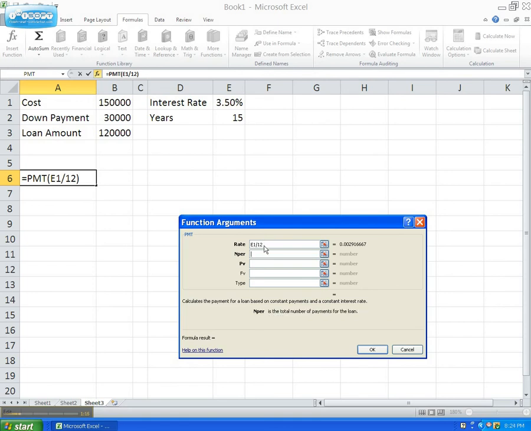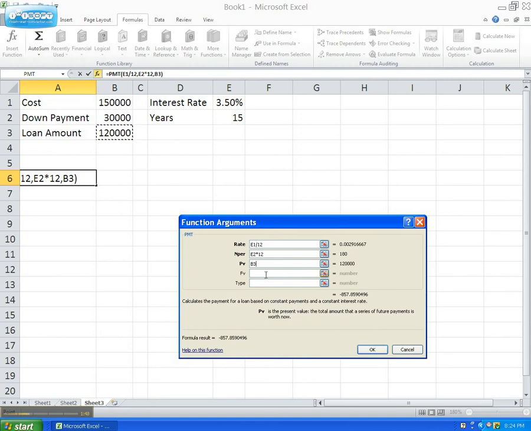I'm going to move down to the number per, which is the number of payments that will be applied. Now again, there's 15 years, but we need to multiply that by 12, because that will give us the number of payments that are made, which turns out to be 180. And then PV, which stands for present value, is really the amount of the loan from the start, which is here, it's cell B3. So that's my payment function.